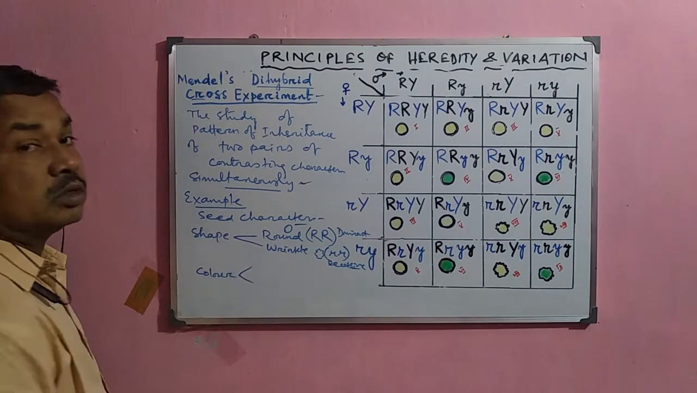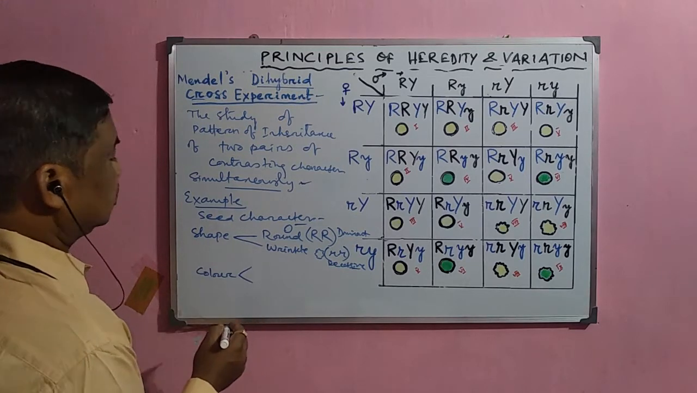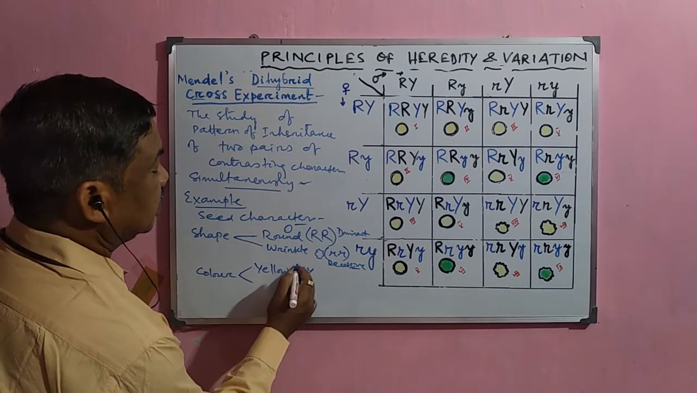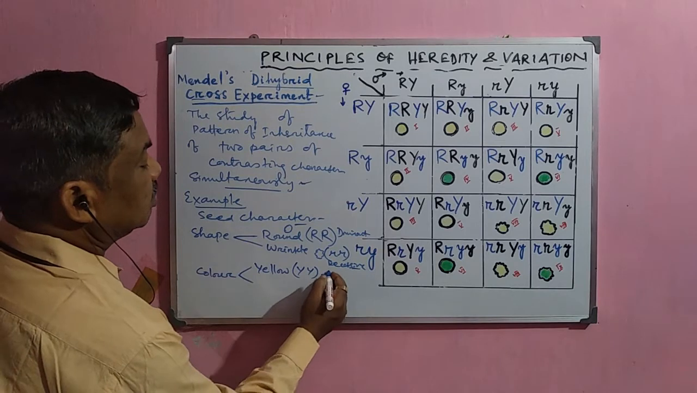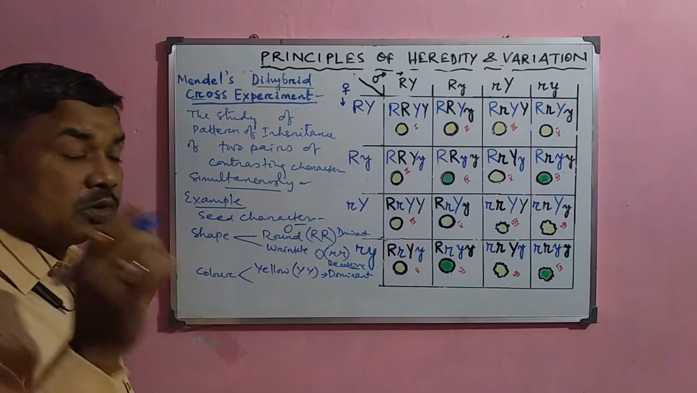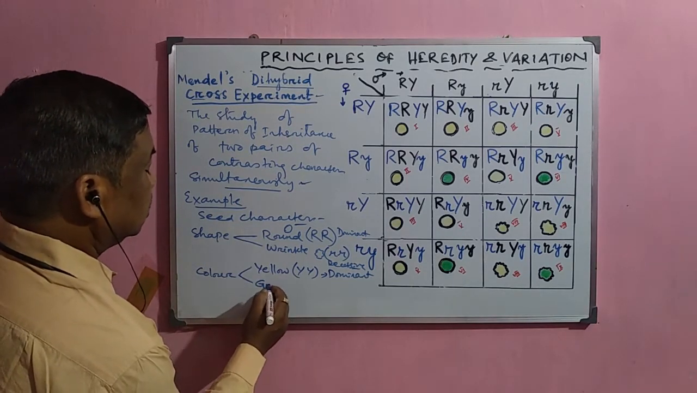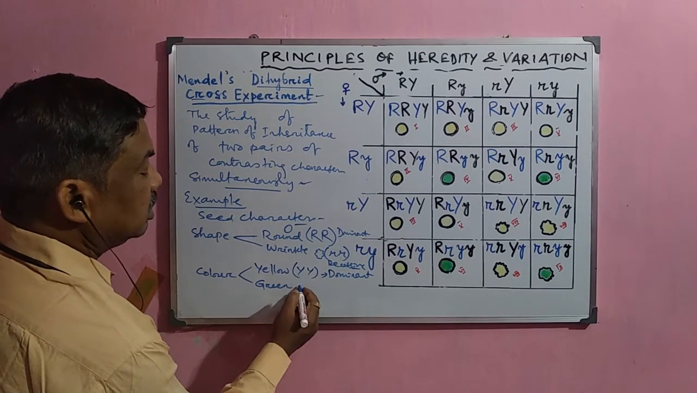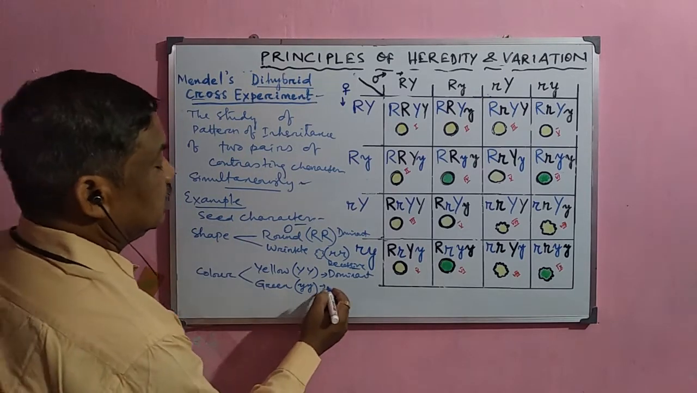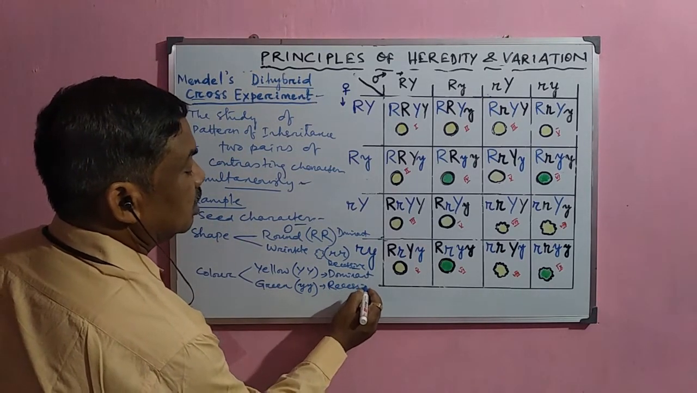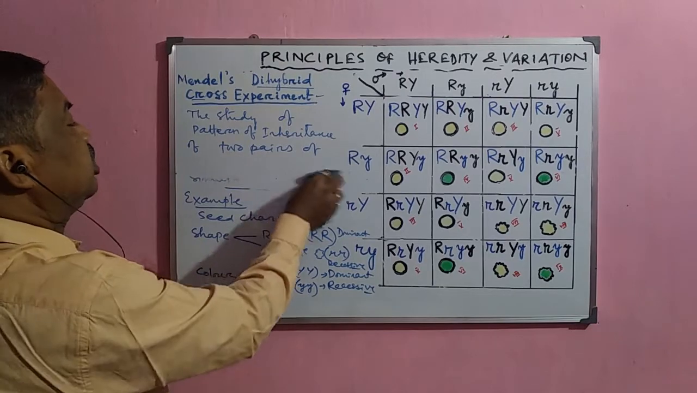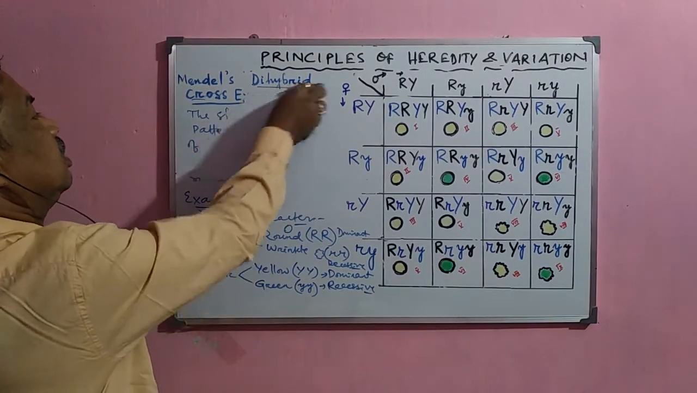Now, the color of the seed. Two types of colors he observed in the pea plant. The first one is the yellow color, and capital Y was taken as the genotype; yellow is the dominant character. Another color he observed is the green color. Some seeds are green in color, and small y is taken as the genotype, and it is the recessive one. Now he crossed these two types of pure breeds, or pure varieties, of the plant.